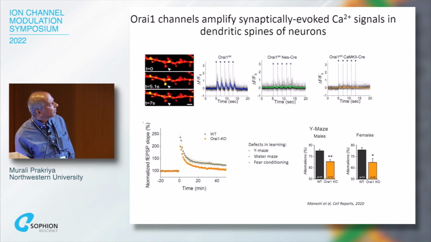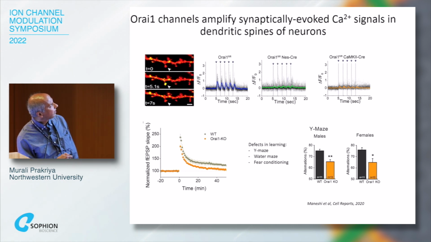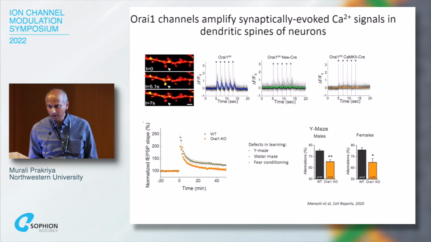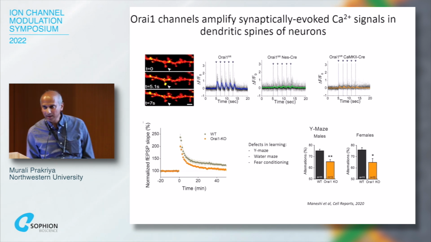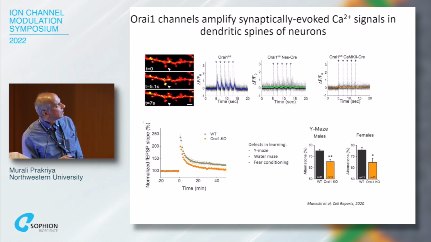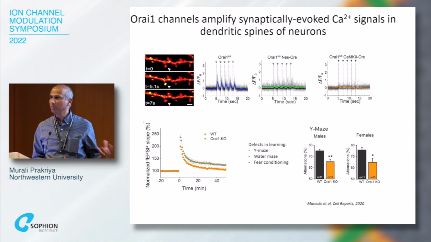More recently, Mehdi Maneshi in my lab has been looking at these channels also in neurons, where it's also expressed. In this system, he was specifically interested in the calcium signals that ORAI1 promotes in dendritic spines. What he found is that when you delete ORAI1, through either a whole-brain-specific Cre or a more excitatory-neuron-specific Cre driver, you lose these synaptically evoked calcium signals in the dendritic spine, which are monitored with GCaMP7 in this case. The calcium signals were evoked by glutamate uncaging.